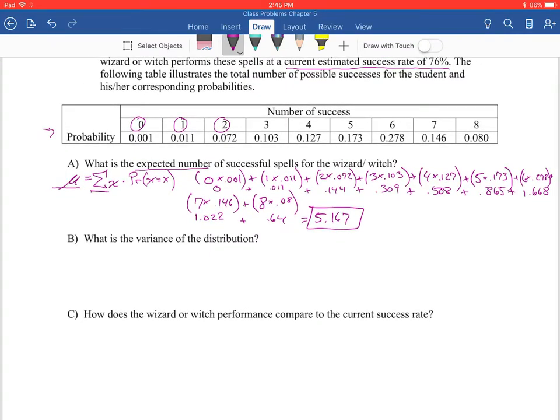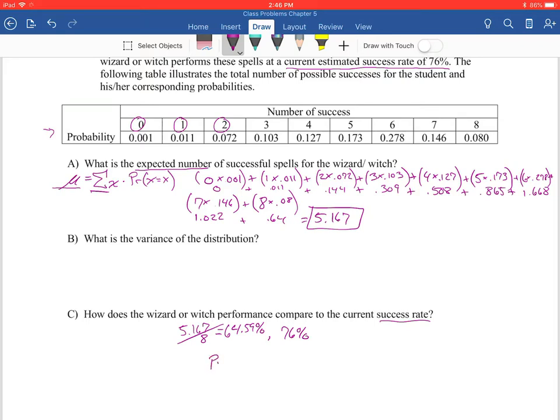So I'm going to skip part B for the moment, just to go to C, because they kind of tied together. So C is, how does this wizard or witch perform compared to the current success rate? Well, the current success rate, we said, was 76%. And this particular witch or wizard, with the types of spells being cast, only got 5.167 spells actually cast out of the 8, right? So the average of this particular witch and wizard was 64.59%. So when we compare these two values, we can see that the witch and wizard perform slightly below the current success rate.